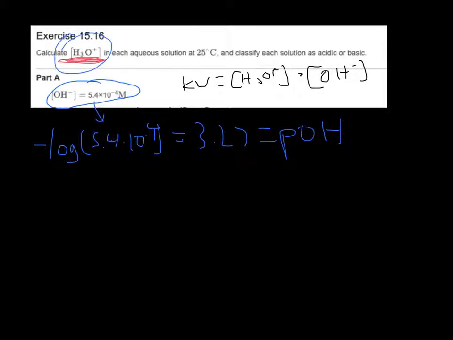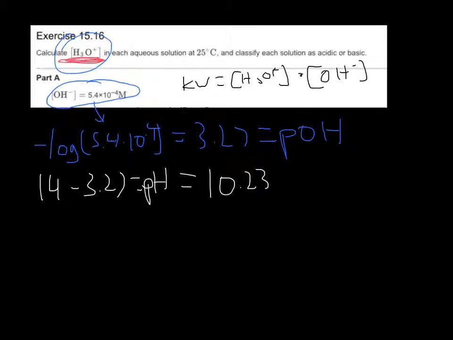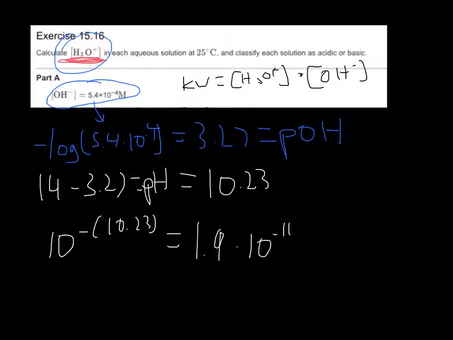It's nothing too bad. You just do 14 subtracted by 3.27, which will give you a pH value. What I calculated was 10.23. So now you do the inverse log, which is 10 to the minus 10.23. And I calculated a number around 1.9 times 10 to the minus 11 molarity. Alright, so now we've got the first part of the problem all set. We got the answer of 1.9 times 10 to the minus 11 molarity.